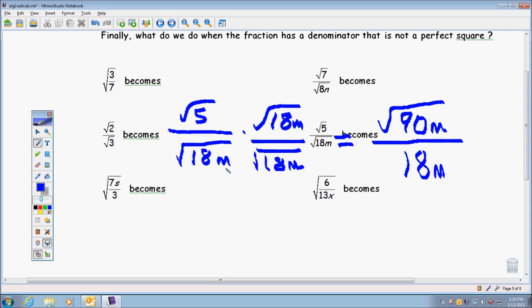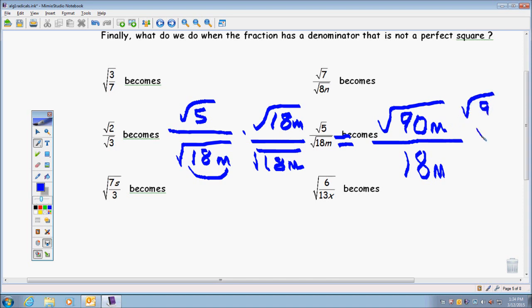Okay, I don't know if you notice this by now. If you take this and this, anytime you take anything times itself, all you have to do is pull out what's underneath. It's 18m. Now, 90 can be reduced again. Radical 90 can be radical 9.